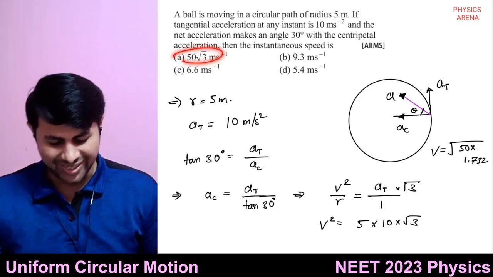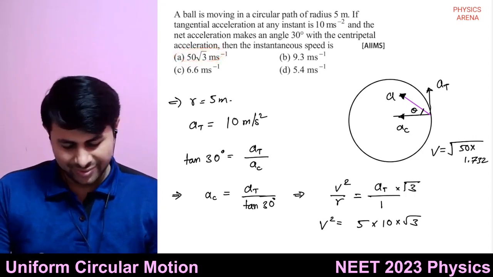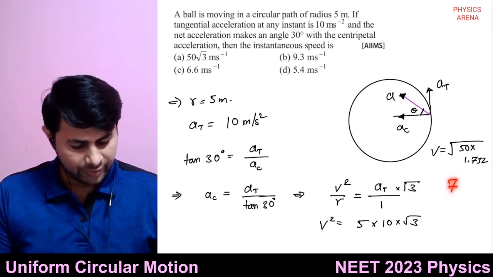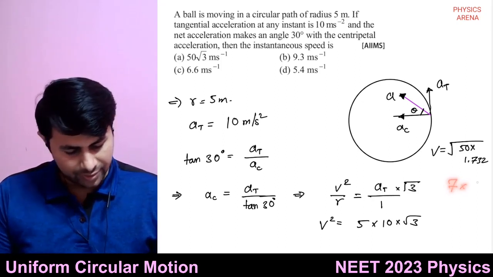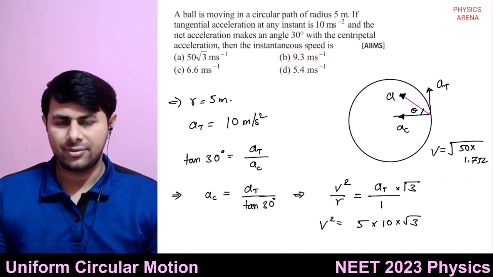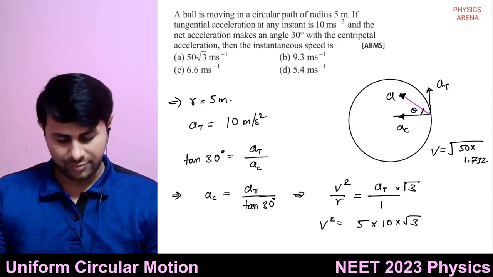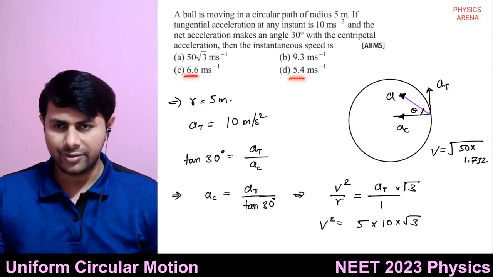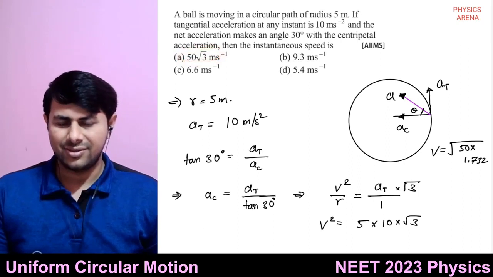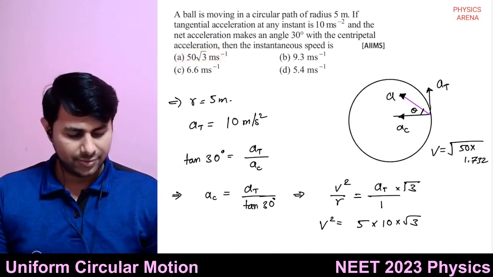Okay, I thought this is the answer. So it will be 7 multiplied by something, 1 point something, 9.3 would be the answer, right? Yes, sir. Because others are less than 7. This cannot be the answer. This is v square, this is not v, right?